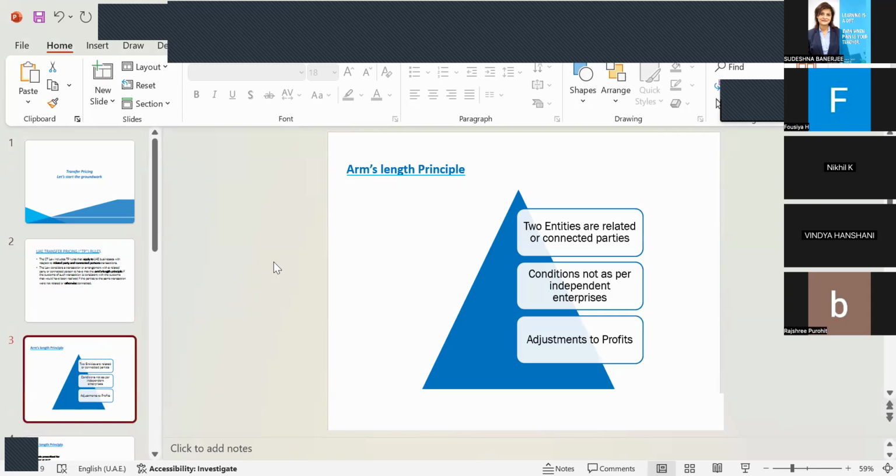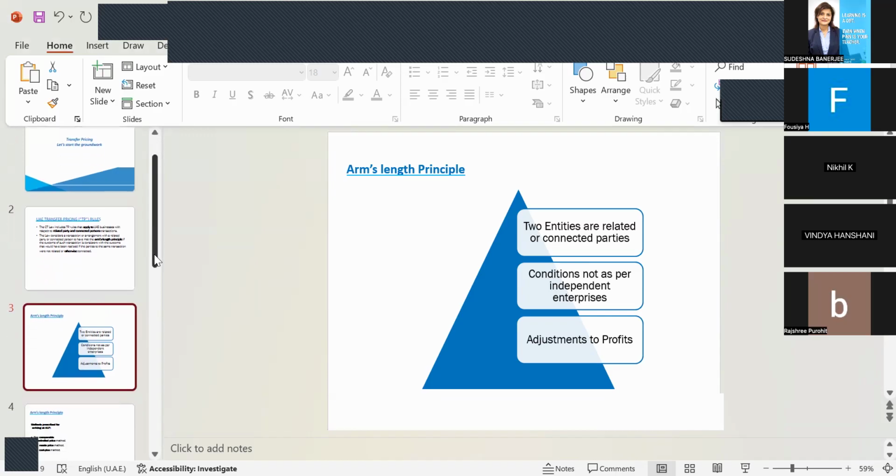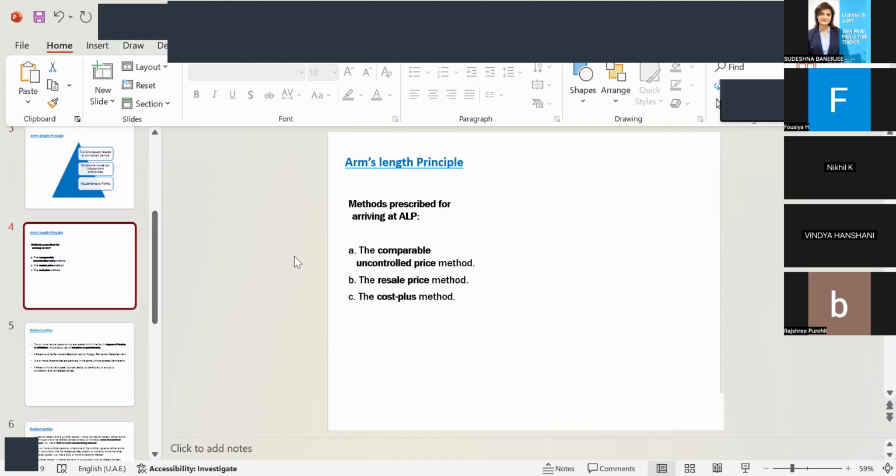So the basic principle is that there is a transaction happening between two parties who are connected or related parties, and they are not independent enterprises, and there is an adjustment made to profit. There are methods used to calculate the arm's length price. The first one is comparable controllable price. Then there are the resale price and cost plus methods. These are the most common methods used to identify the arm's length price.